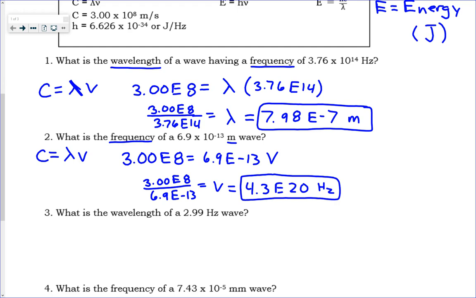One other thing I want to mention about this is the answer was rounded to 2 significant figures. The reason that this was rounded to 2 significant figures is because 6.9 times 10 to the negative 13th was originally 2 significant figures, and we have to keep the lowest number of sig figs that were given to us in the problem.